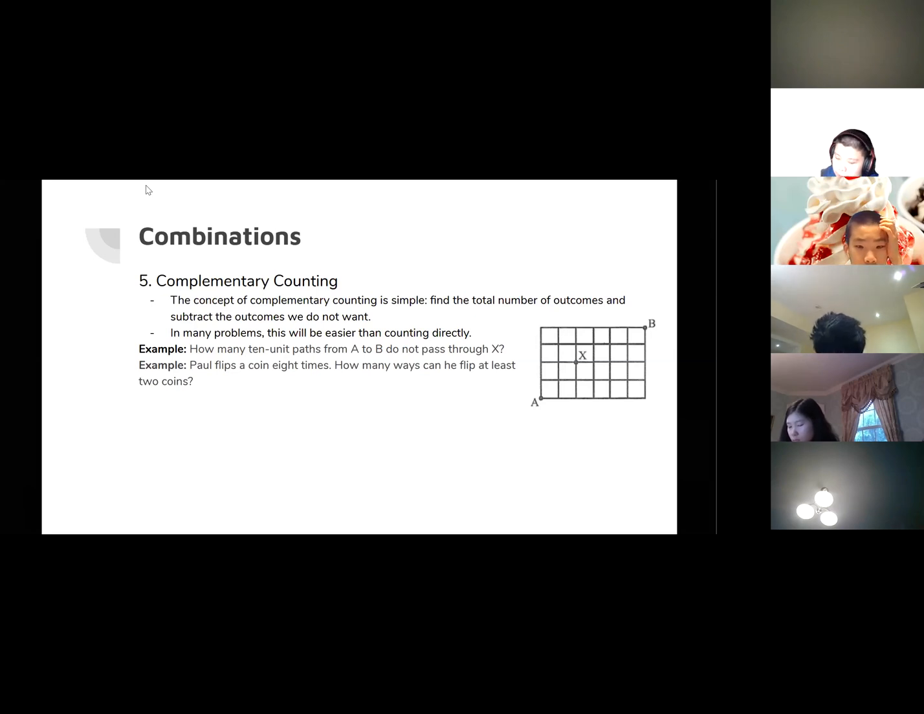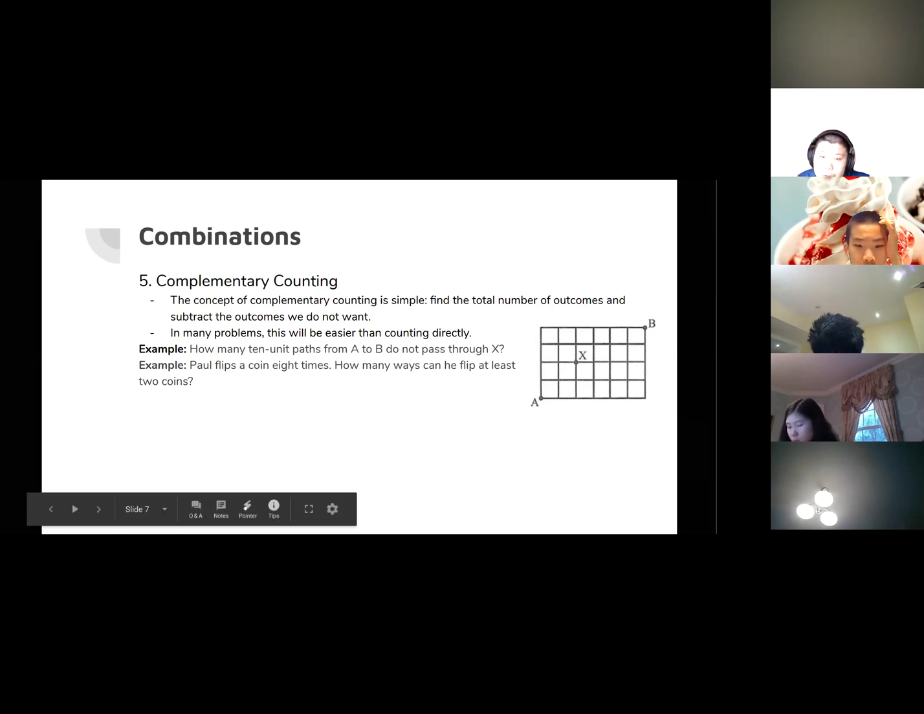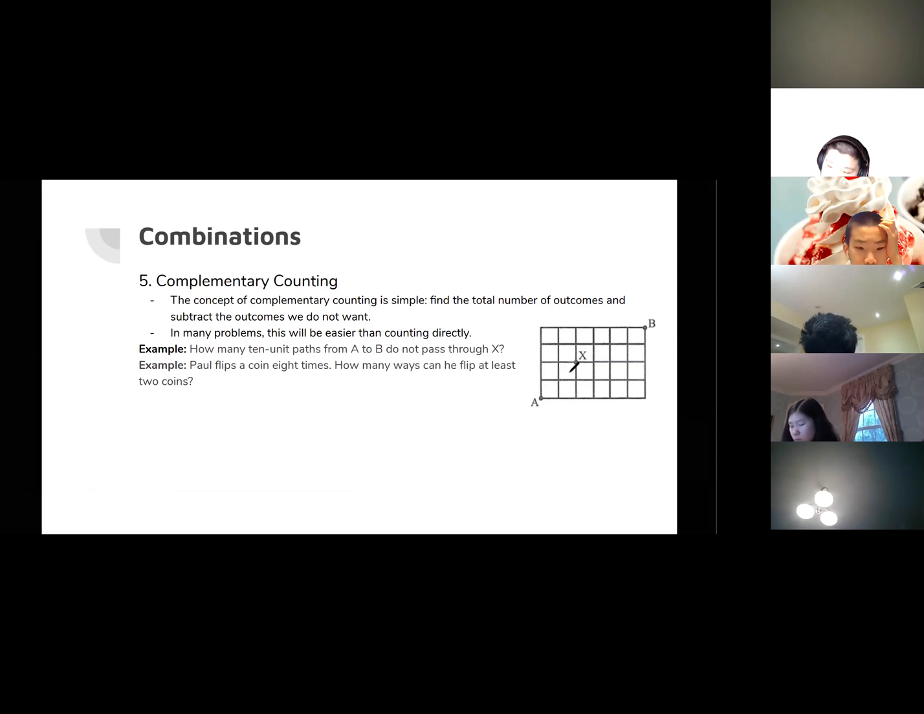So, how many 10-unit paths from A to B do not pass through X? I'll just go through this myself, and you can try the next one. Well, how many ways are there to get from A to B in general? You have 1 right, 2 right, 3 right, 4 right, 5 right, 6 right, 1 up, 2 up, 3 up, 4 up. So we have 10 moves, and 4 of these moves have to be up. So 10 choose 4.